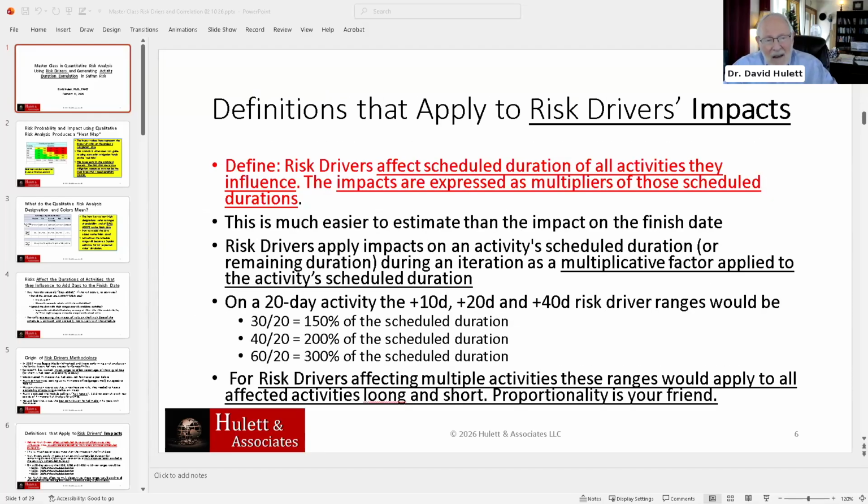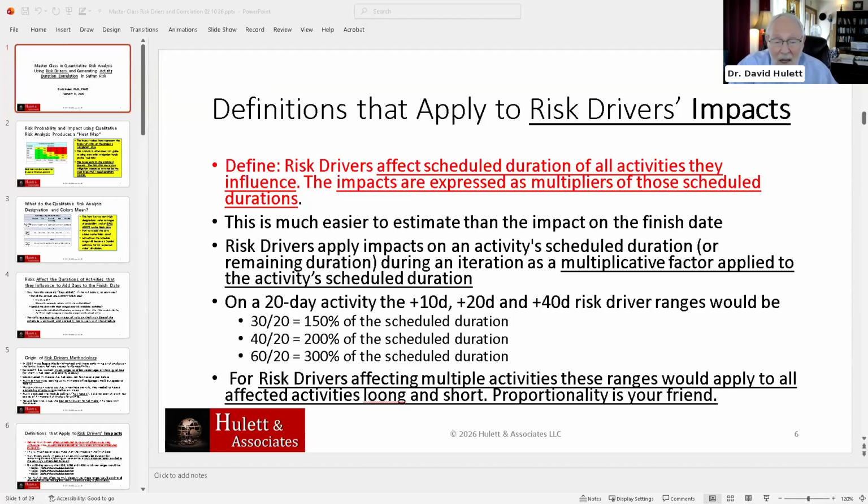Definitions. Well, here's a definition that maybe we can use. Risk drivers affect scheduled duration of the activities that they influence, every one of them. And it may be that the importance of a risk is the number of activities that they impact. The impacts are expressed as multipliers of those scheduled durations, or remaining durations if it's a project that's ongoing, and so the remaining durations are the only things you can affect on some activities.